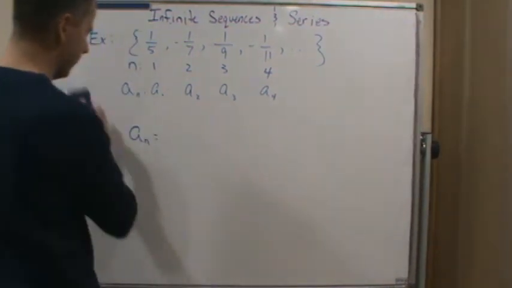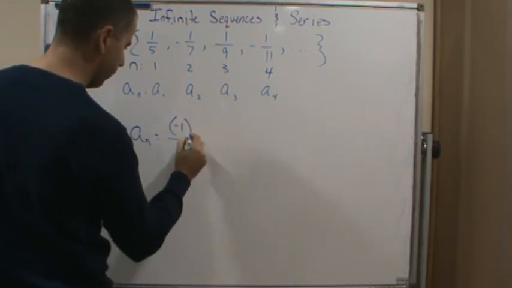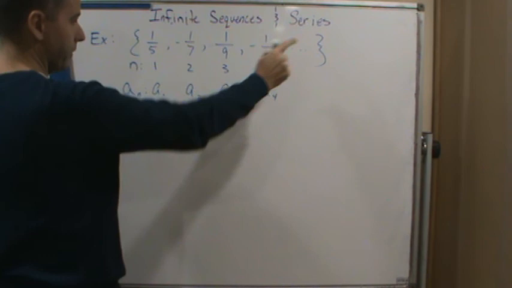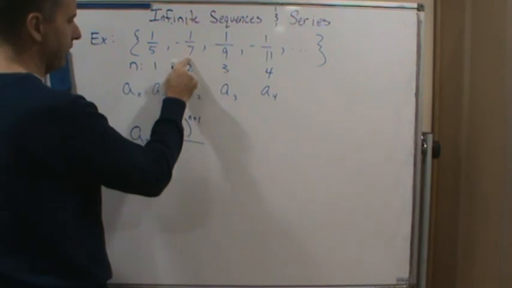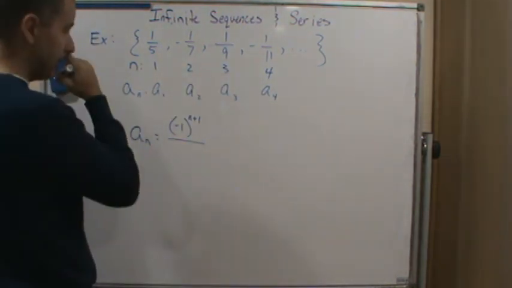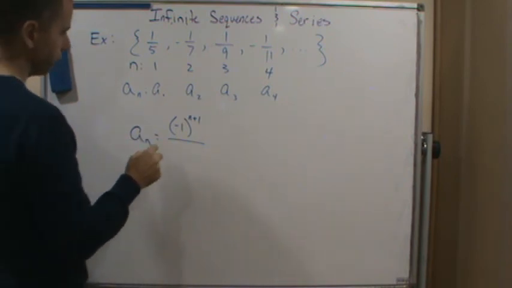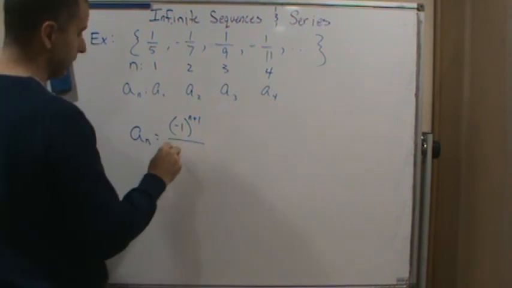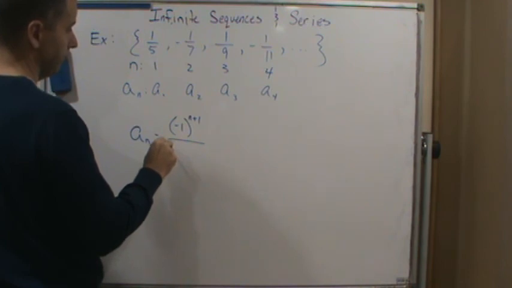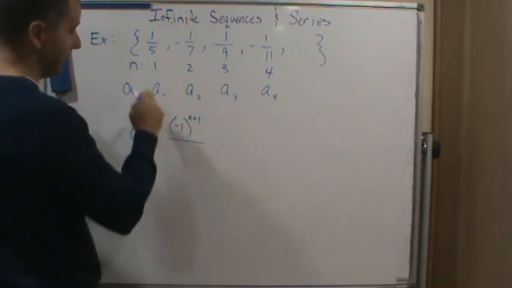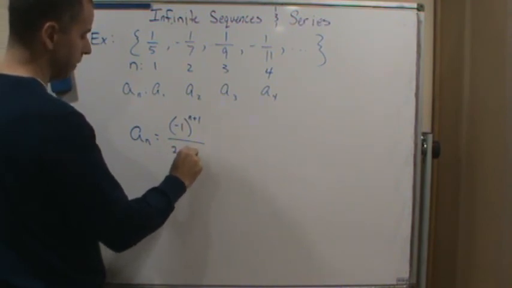In fact, let's do this. If we put this as -1 to the n plus 1, that takes care of the numerator. Now the denominator, what's going on with the denominator? Well, it starts with 5 and it's going up by 2. So there's a couple of ways we could do this. If I subtract 2 from this, I get 3. So I can write this as 3 plus 2n.